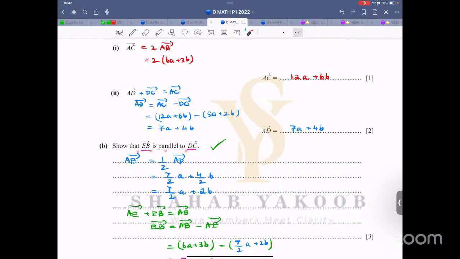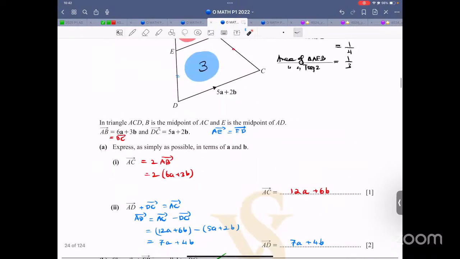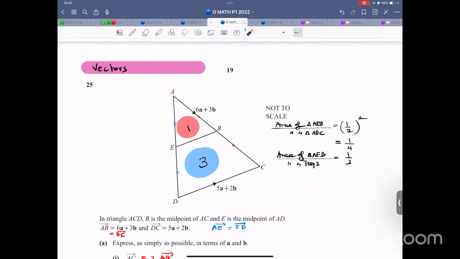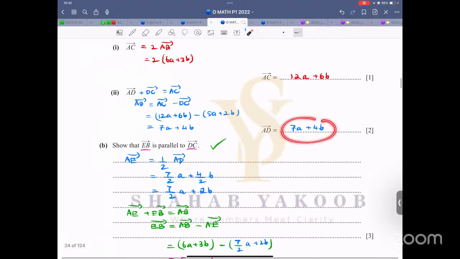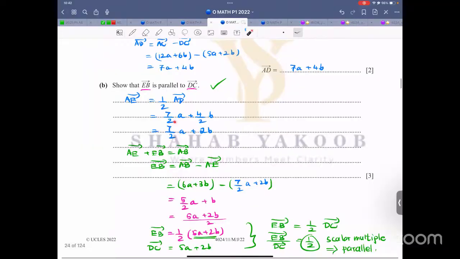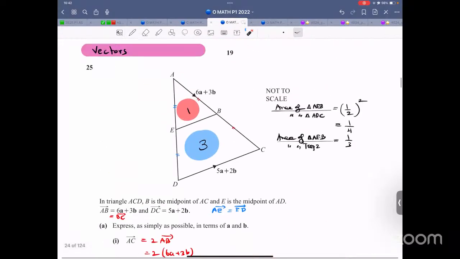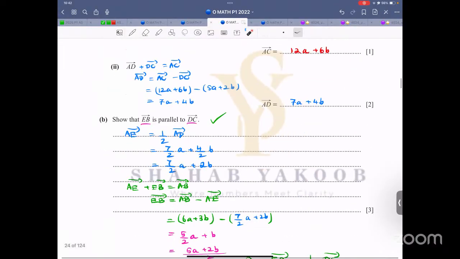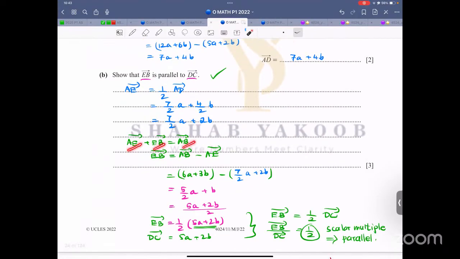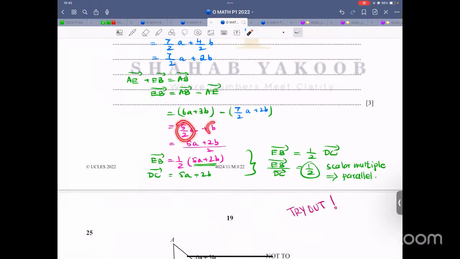Show that EB is parallel to DC. So we know that AE is half of AD. Take the half of this thing, that is 7 over 2 A plus 2B. Now, again, apply the concept: AE plus EB is AB. So therefore, EB is AB minus AE, which comes out to be 5 over 2 A plus B, which can be written as 5A plus 2B over 2, which is half of 5A plus 2B.